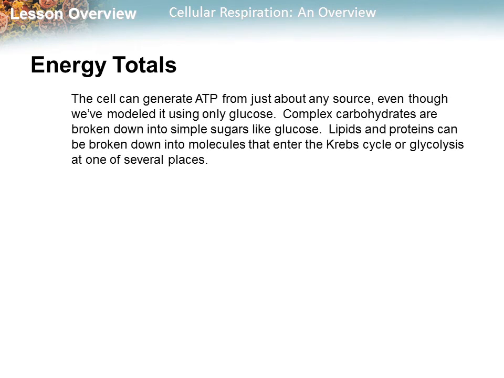Generally, the cell can generate ATP from just about any source. Even though we have modeled it using only glucose in our discussion, complex carbohydrates are broken down into simple sugars like glucose. Also, lipids and proteins can be broken down into molecules that enter the Krebs cycle or glycolysis at one of several places. Students, this is all about our discussion. For more information, you can watch the videos that are represented in your weekly plan by clicking the links given there.